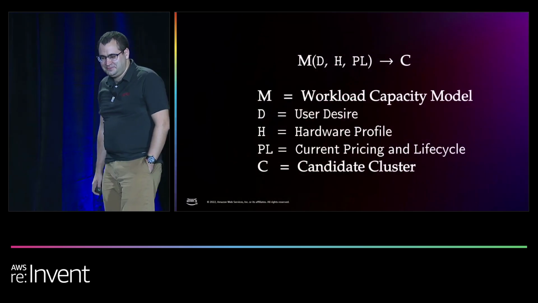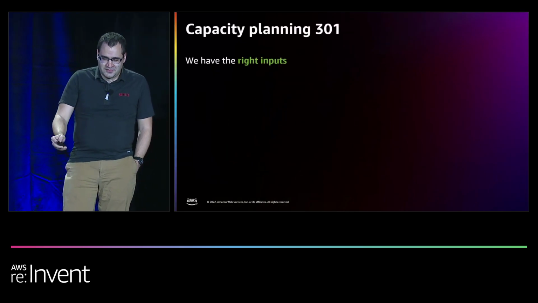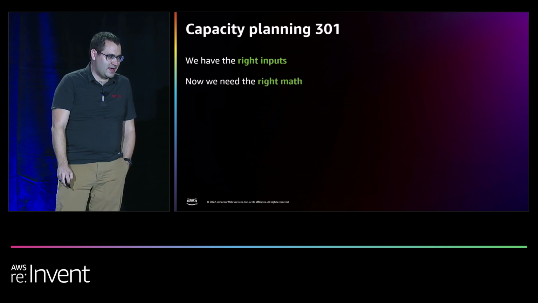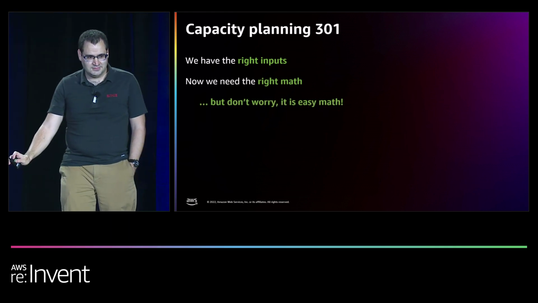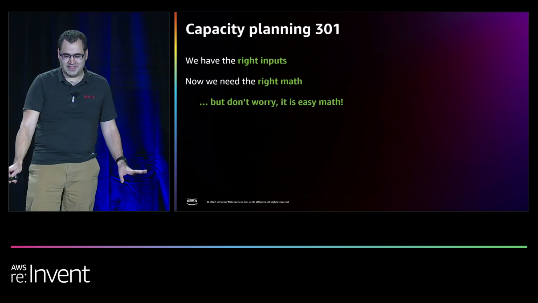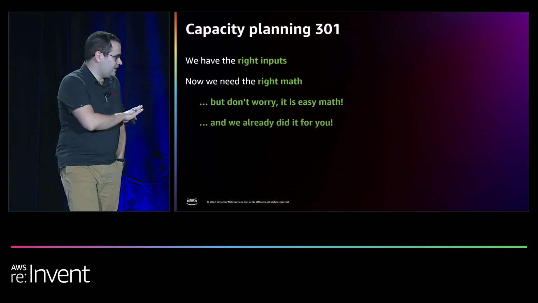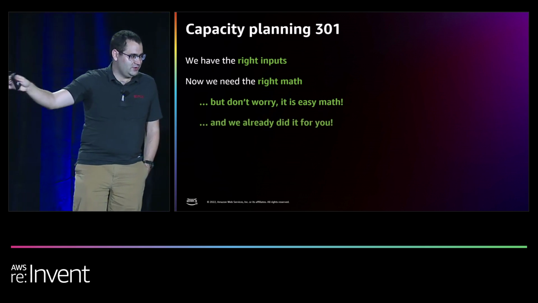Let's define this function. We now have the right inputs. We now need the right math. Don't worry, it's easy math. We're going to be multiplying some numbers. It's like the right numbers, but we're going to be multiplying them. And if that's scary, we already did the math for you. It's in the library. You can just call a function.